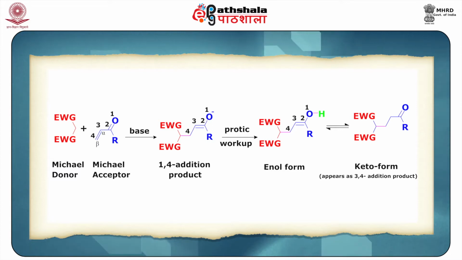The activated methylene, that is the methylene donor, is a methylene group which is bonded to two electron withdrawing groups. These two groups can be the same or different. The electron withdrawing groups help in stabilizing the negative charge that forms after the removal of a proton from the methylene group by the base. Thus, various functionalities like aldehydes, ketones, diketones, esters, diesters, ketoesters, carboxylic acids, dicarboxylic acids, nitriles and nitro compounds can act as efficient Michael donors.